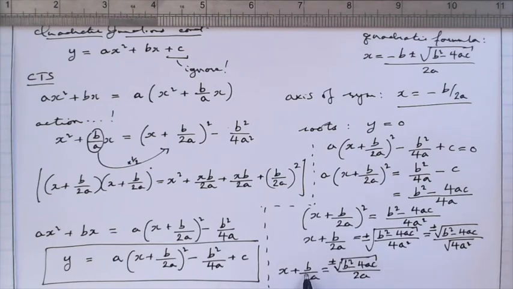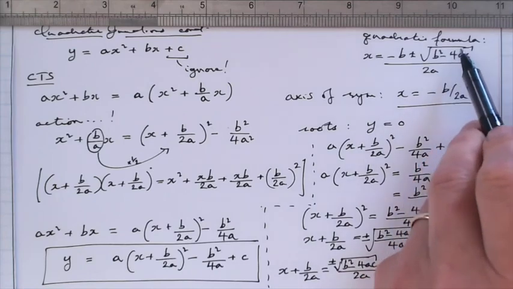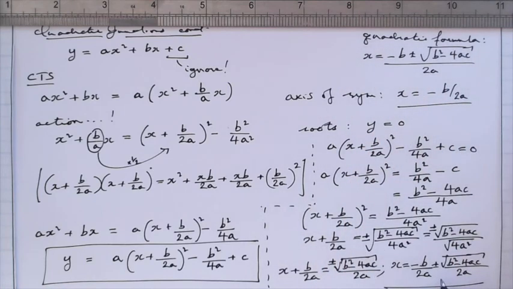And so finally I just have to take this term across, and I have x equals minus b over 2a plus or minus the square root of b squared minus 4ac over 2a. And that's that. We've finished. We can take both these terms are over 2a, so we can just write it as one big fraction, but that's the quadratic formula.